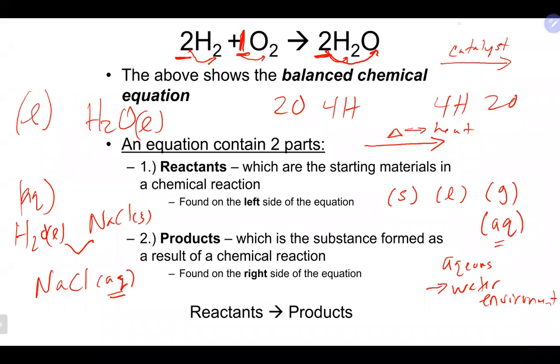So these could be things like metals. Sometimes you'll see Pt written on top, like platinum metal or something like this. It could be an acid, which is sometimes abbreviated with just an H+ to represent that an acid is being used as a catalyst.